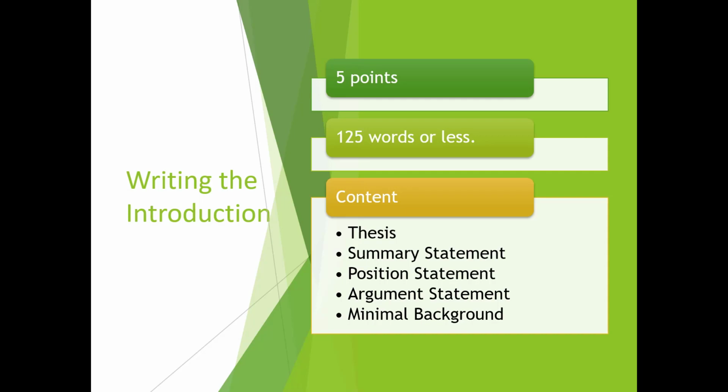For example, you might say, in my argument section, I will show that by assessing the horse trainer analogy, using the standards of an analogy, that Socrates' argument fails. Or however you're going to argue. Lastly, the minimal background to set the stage. Something like Socrates is on trial, being accused of various crimes, and the Apology lays out the course of this trial. And again, it's worth 5 points, 125 words or less, and it needs to contain those 5 things.